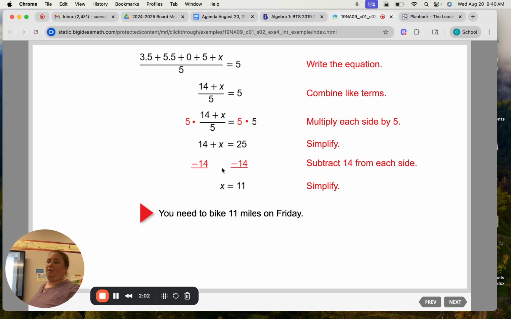So on Friday, how many miles do we have to run? Or bike? 11. Biking. I could bike 11 miles. I could not run 11 miles. I could bike 11 miles.